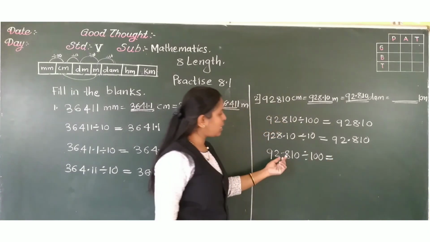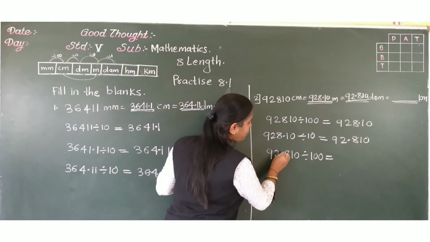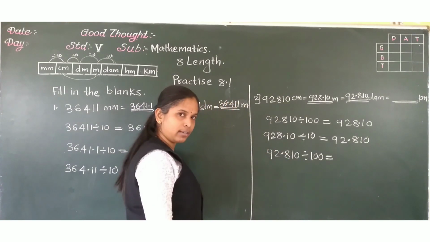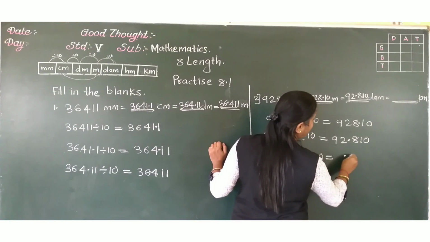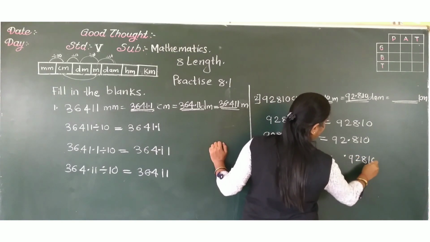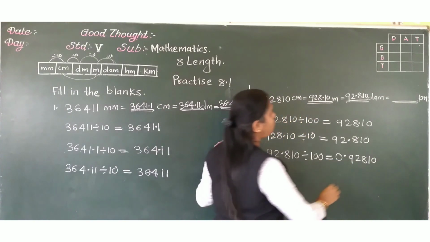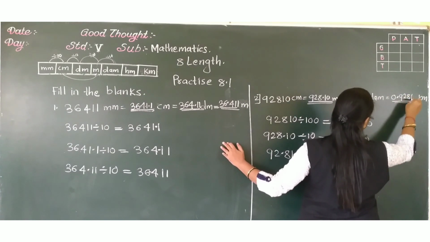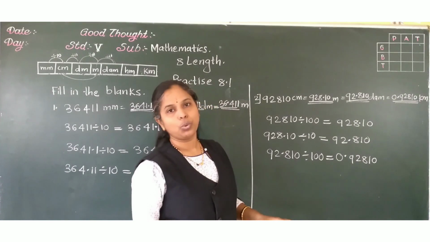Now 100 means again 2 places we have to shift. At first the decimal is here. So 2 places we have to shift to the left side, that is 1, 2. So where will it come? Before. So here nothing is there, so the whole part is 0. So how many kilometers? 0.92810 kilometer. In this way we have to do conversion.